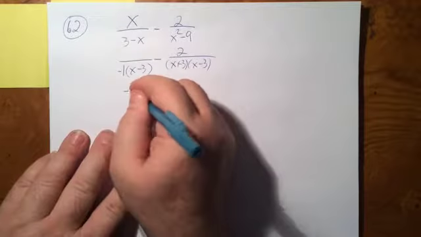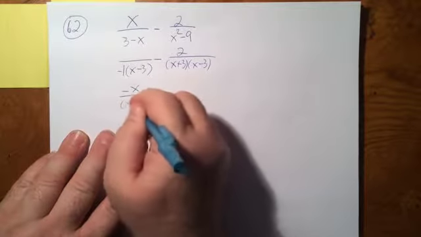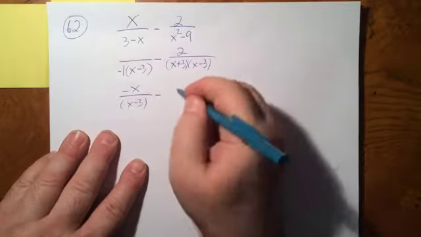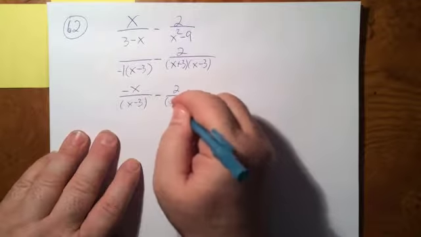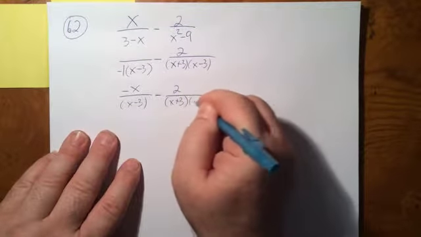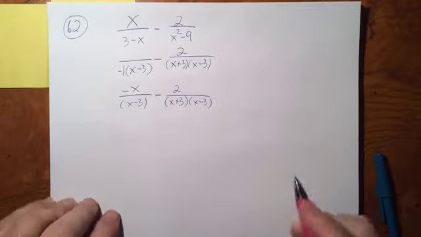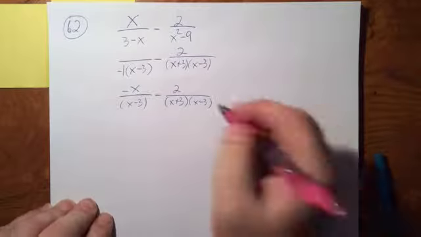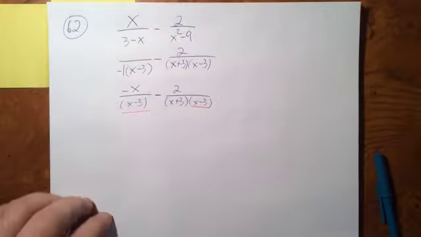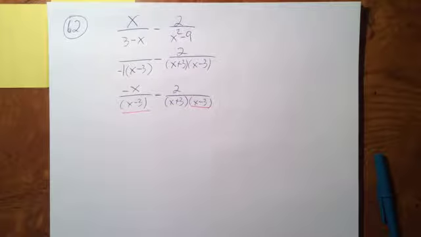So I can write this now as negative x over x minus 3, minus 2 over x plus 3 times x minus 3. So this is going to be an important, not trick, but yeah, I guess it's kind of a trick. It's going to be an important technique. That's nicer, at least for math people, to help us get a common denominator and see what work we need to do from here.